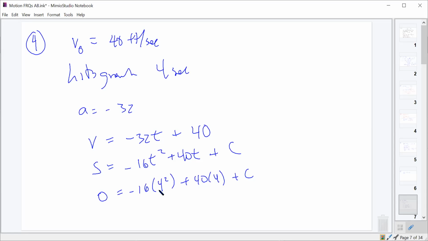And what does that come out to be? 96, I think, for our constant. So our initial height when t is 0 is 96 feet. Does that make sense? Yeah.